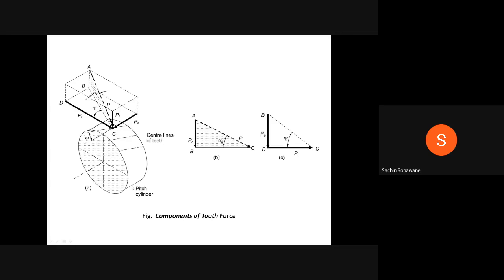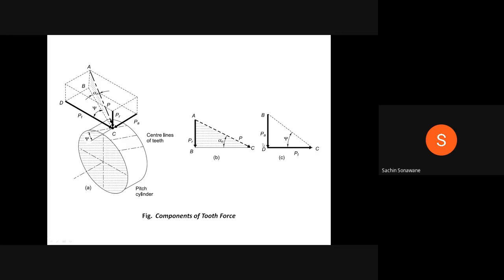Okay, now this is the helical gear, pitch cylinder of helical gear. Now these are the center lines of the teeth. Now from this diagram, triangle ABC has been taken. AC line indicates resultant force P. AB line indicates radial force. And the angle between BC and AC is the normal pressure angle, that is alpha n.